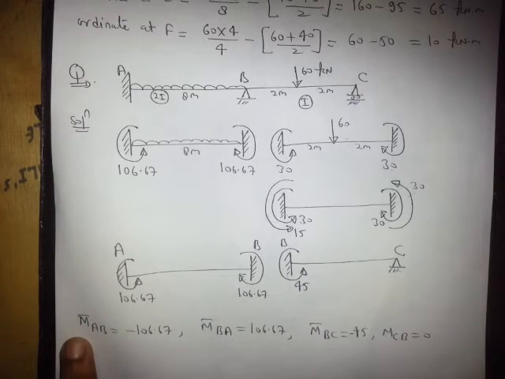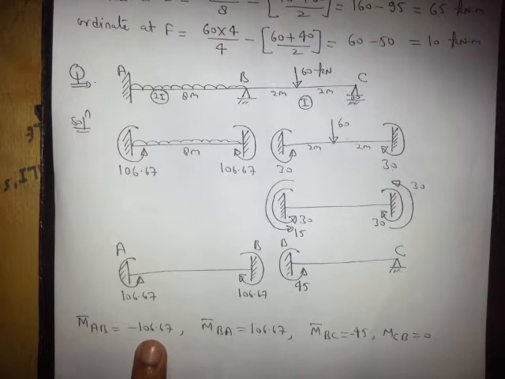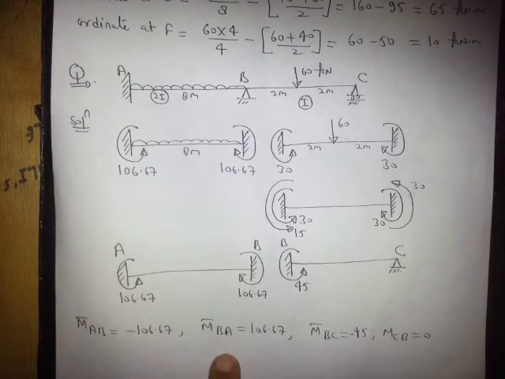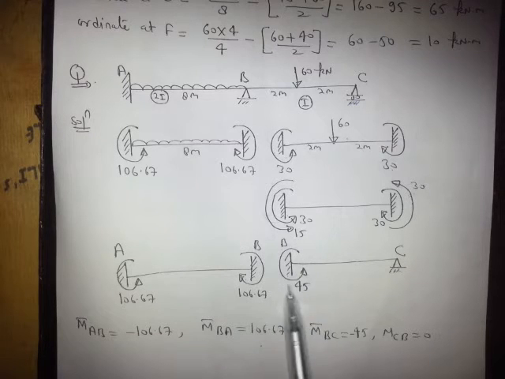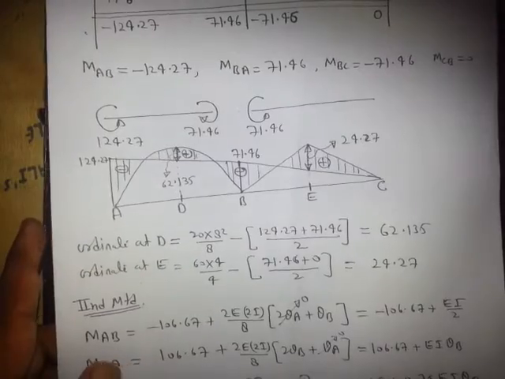So M bar AB will be, this is anti-clock, means minus 106.67, and M bar BA will be plus 106.67. This is anti-clock, means minus, and here will be 0. Now I will distribute the moments. I will first calculate the distribution factor.